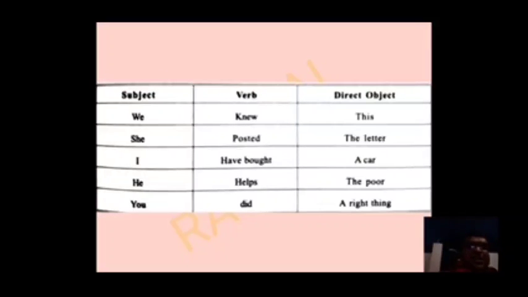She posted the letter. She is the subject, posted is the verb, the letter is the direct object. I have bought a car. He helps the poor. You did a right thing. Once again I repeat, we knew this.